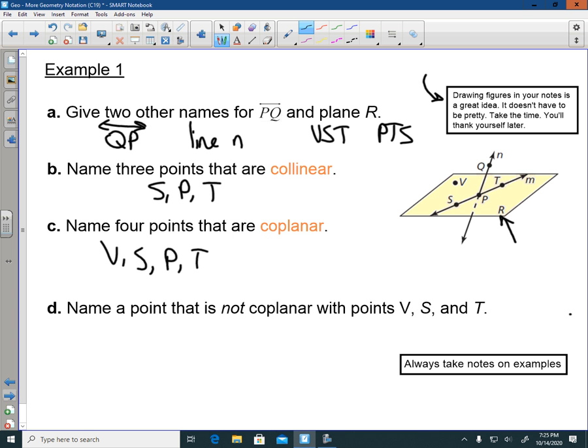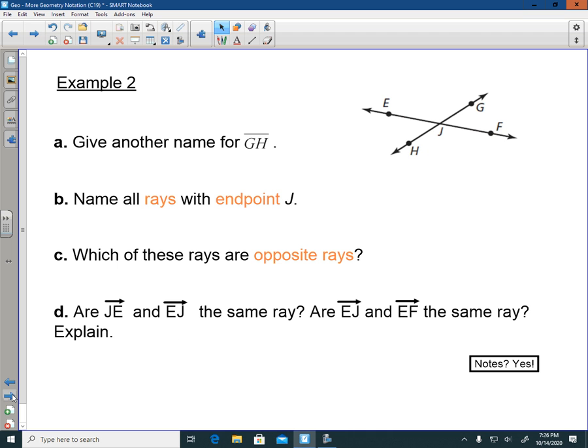Last one, name a point that is not coplanar with points V, S, and T. So here's V, S, and T. Now there's only a couple of choices here. There's point P and there's point Q. Which of those is not coplanar with V, S, and T? If you guessed Q, you guessed it right, because that one is kind of hanging out above that plane. It's not in it.